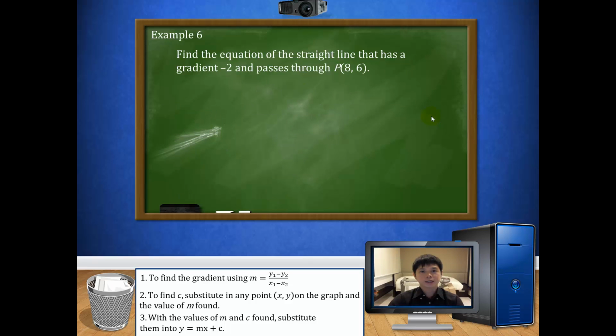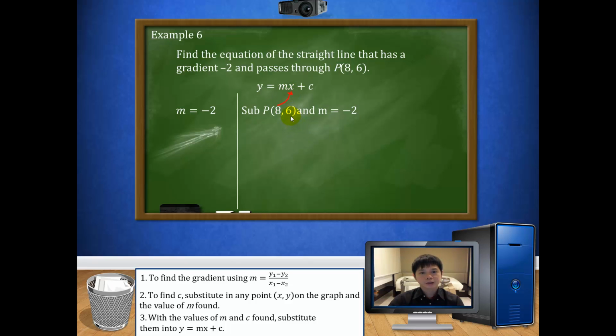We shall now look at another example whereby the gradient is -2 and the line passes through the point P. Now, to recall, the first step is to find the gradient m. Since it has been found, we shall just write m equals -2. Next, we shall substitute in any point on the graph, and since there's only one point given, we shall substitute in (8, 6) and the value of m, which is -2. Now, where would this value of 8 go to? Yes, it will go inside x here.